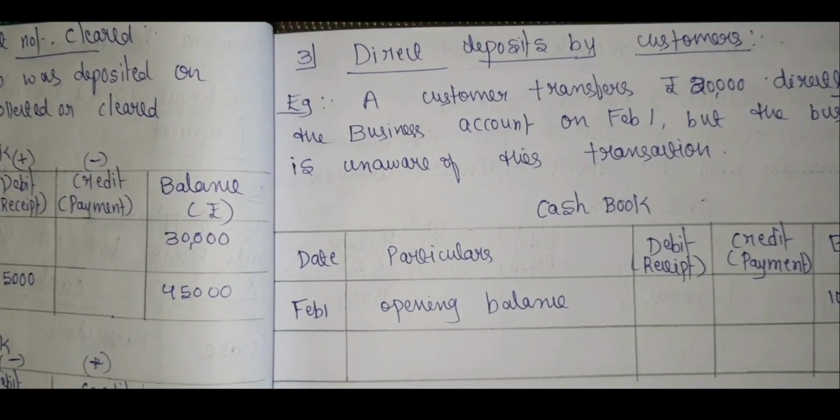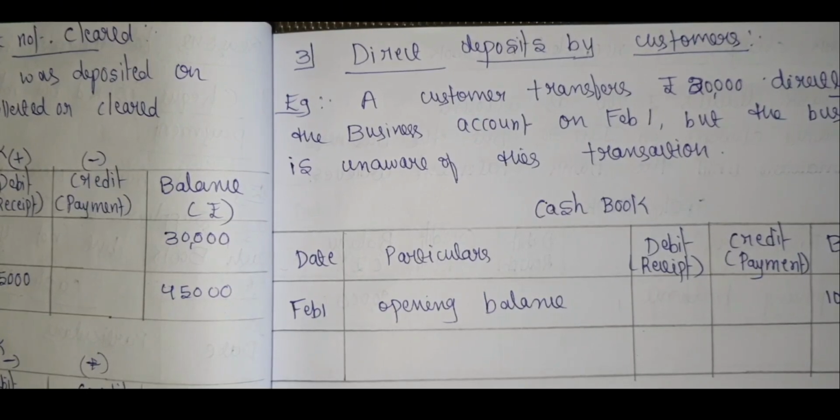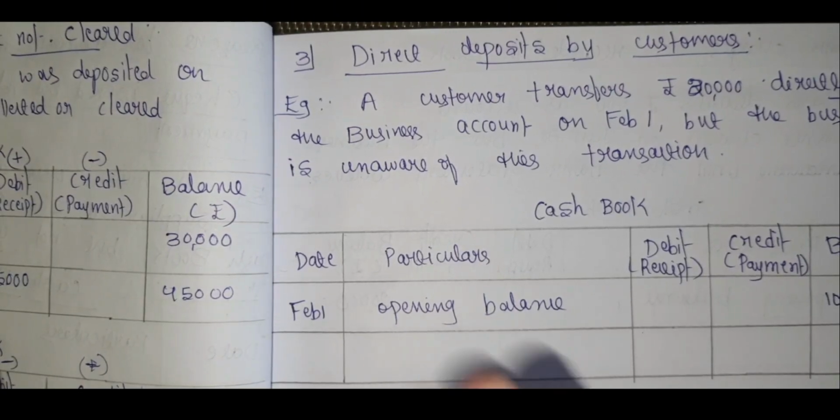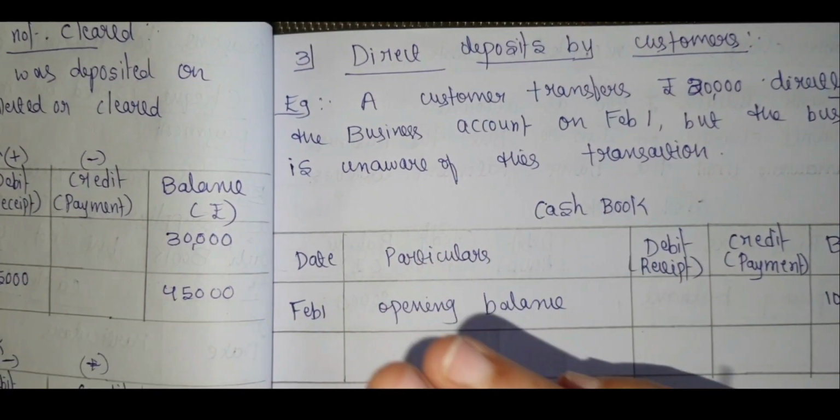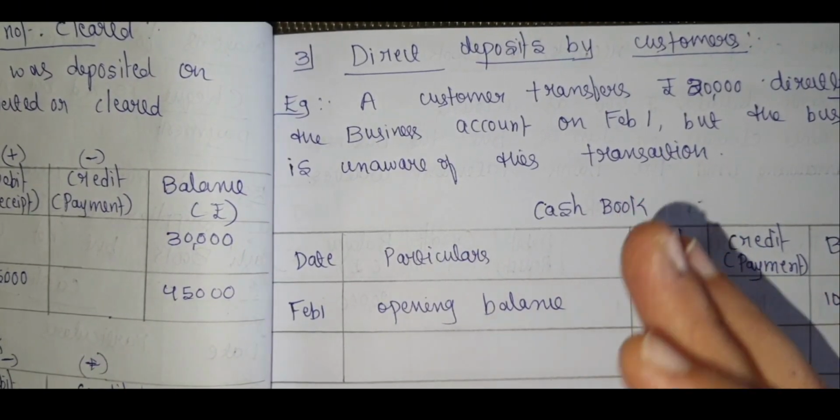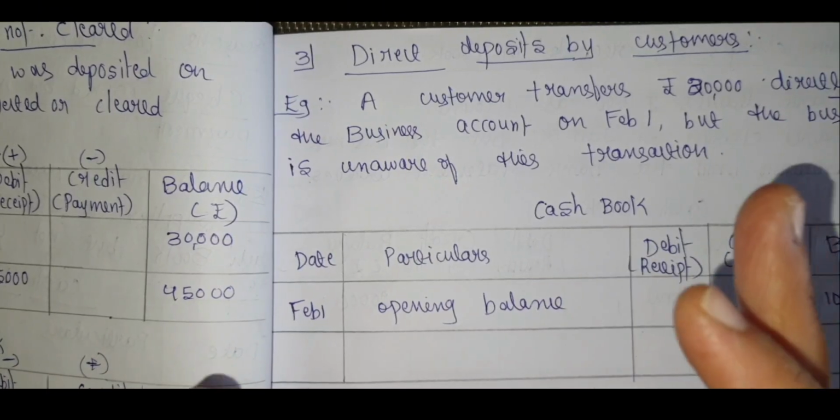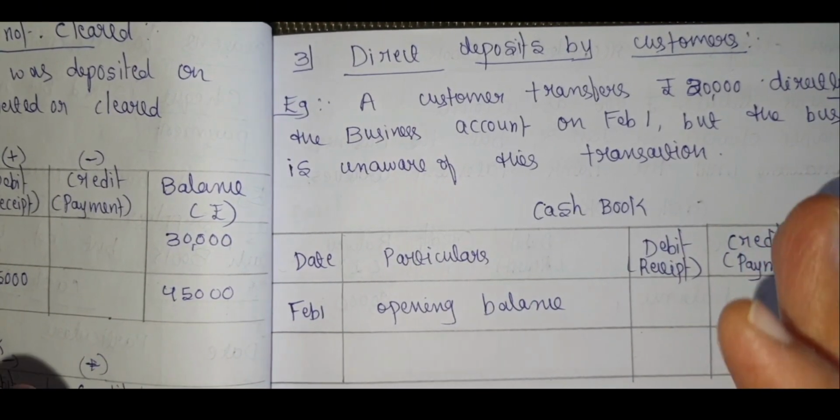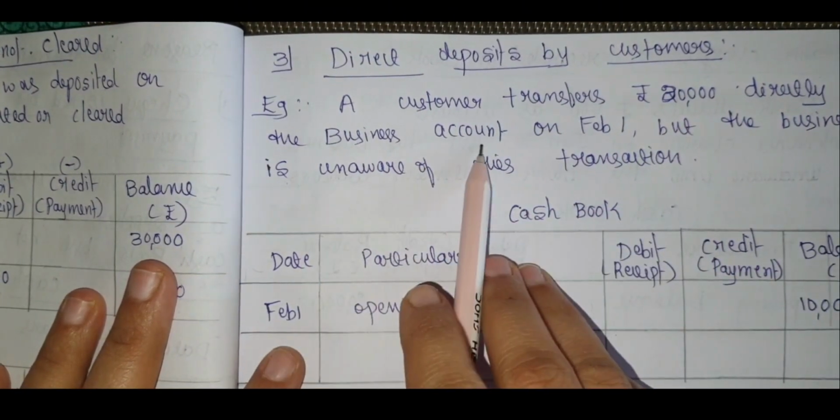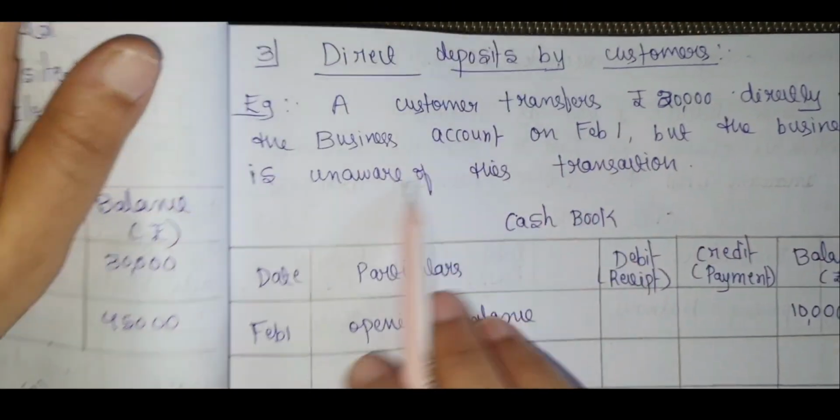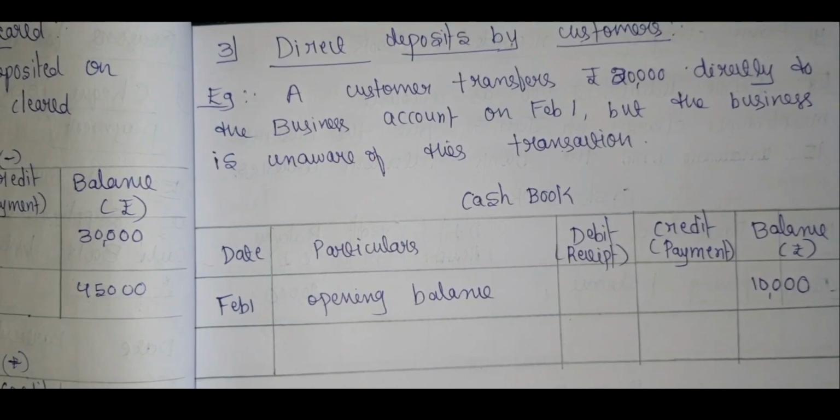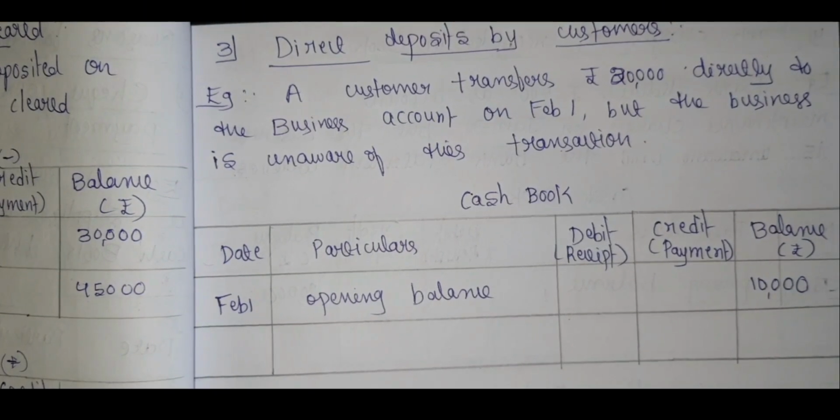Direct deposits by customers. It means if a customer deposits the money directly into the bank account, the business may not be immediately aware of it. Here, see the example. Customer transfers rupees 20,000 directly to the business account on Feb 1st. But the business is unaware of this transaction. Business doesn't know about this transaction.